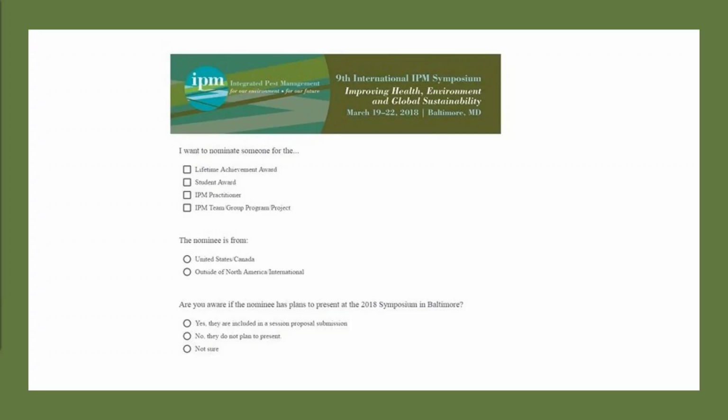If you are aware that the nominee has submitted a symposium session or plans to submit a talk, say yes. If you're not sure or you don't know if they plan to present, then check one of the 2 other boxes. Again, this is just to help not only us as the awards committee, but also the program committee and the steering committee, so that we know what we're looking for. So let's get into some of the basics.